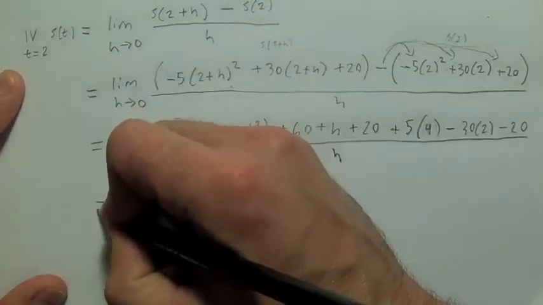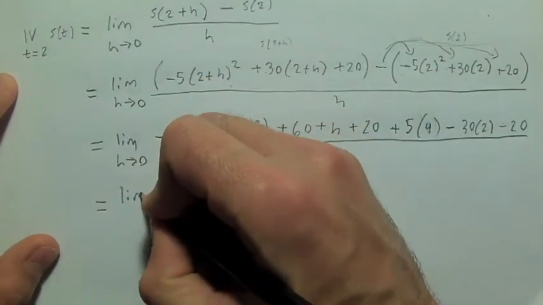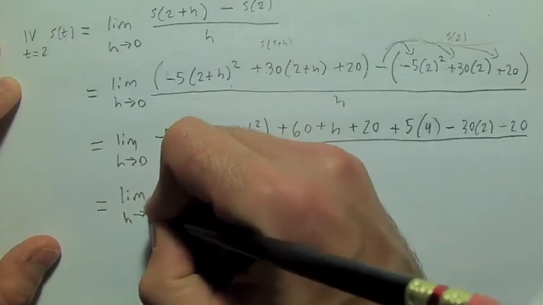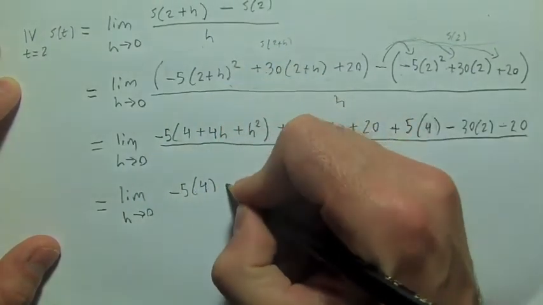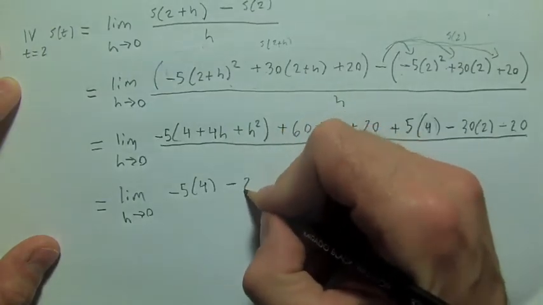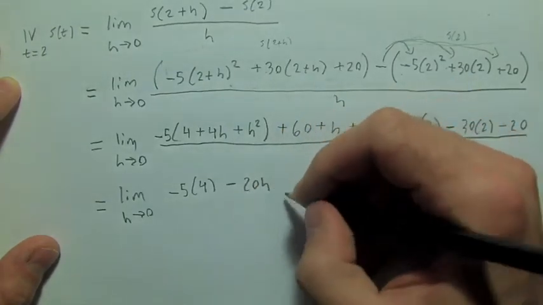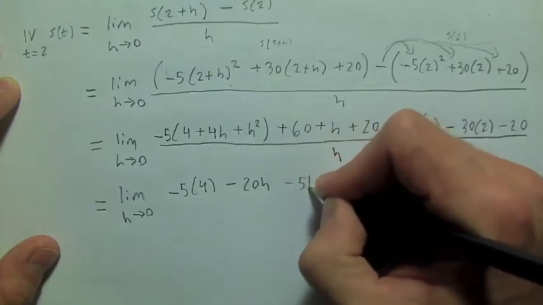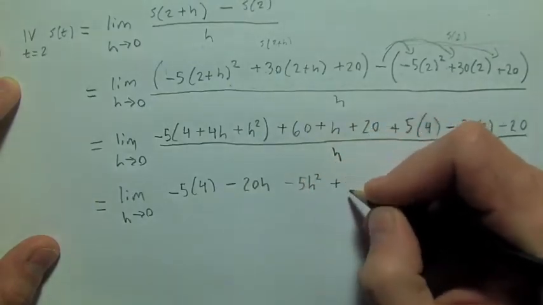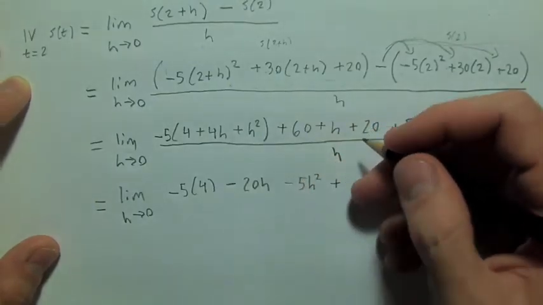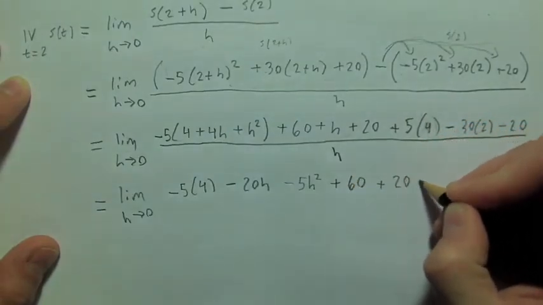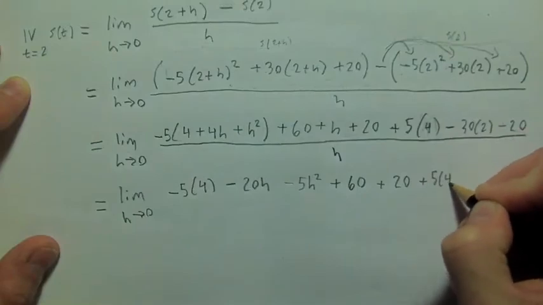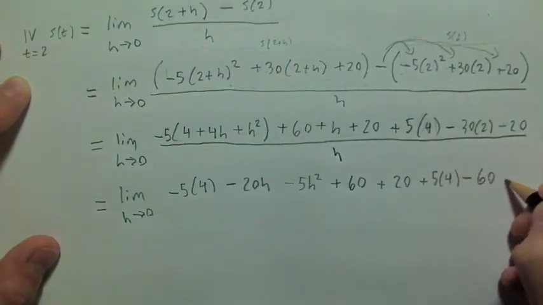Okay. So, writing this next step out, I'm going to distribute that 5. So I get negative 5 times 4 minus 20h. I'm going to go ahead and multiply that one out. Minus 5h squared, and it will be plus 60 plus 20 plus 5 times 4 minus 60 minus 20.